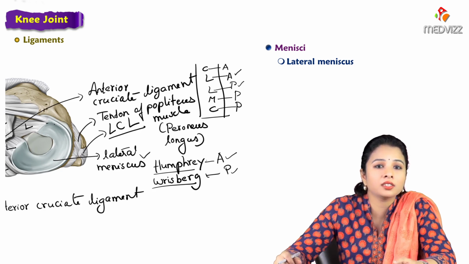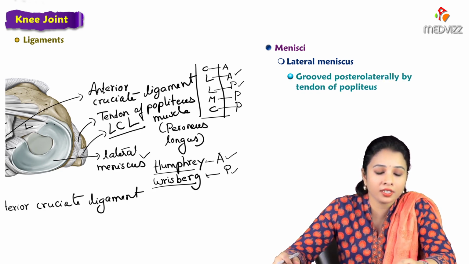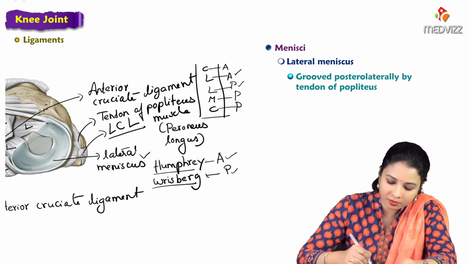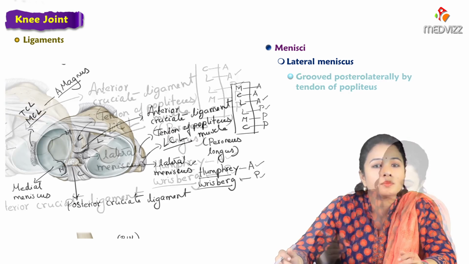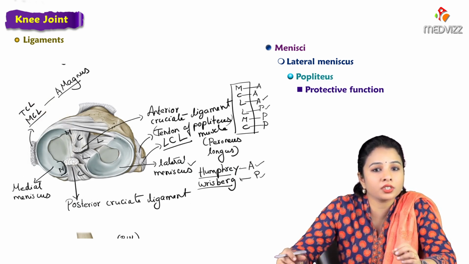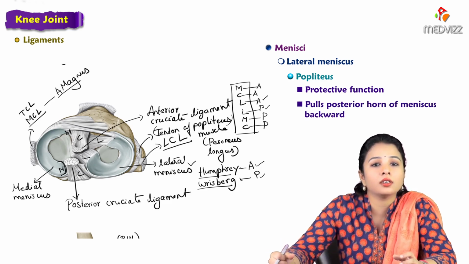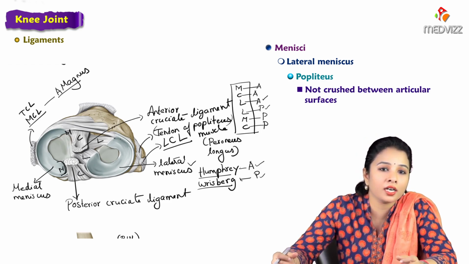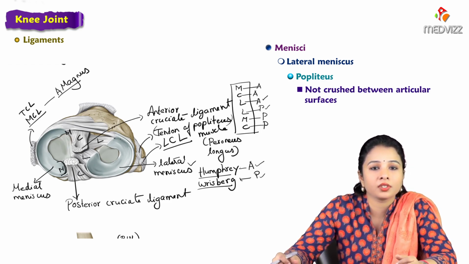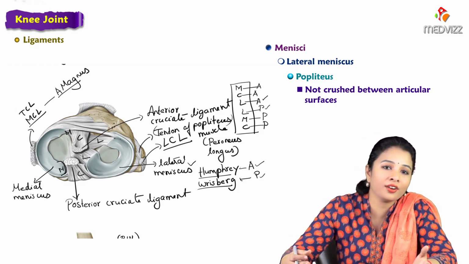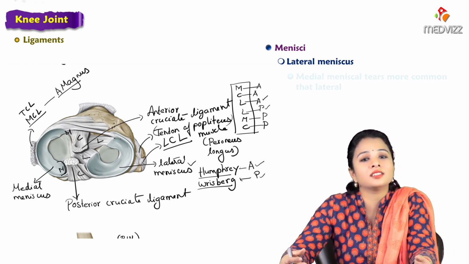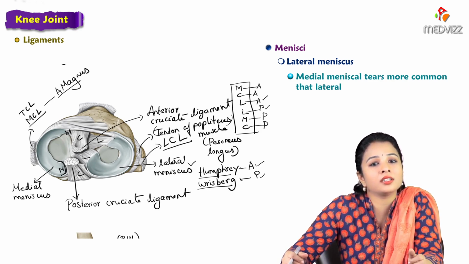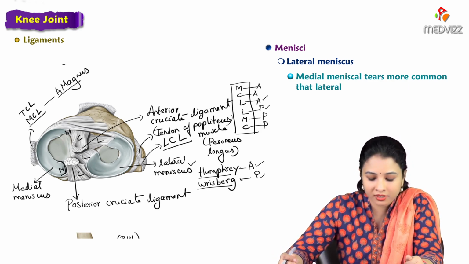The lateral meniscus is grooved posterolaterally by the tendon of the popliteus muscle. The popliteus has a protective function by pulling the posterior horn of the lateral meniscus backwards, so that it is not crushed between the articular surfaces. Such a tendon is not there on the medial meniscus. That is the reason medial meniscal tear is more common than lateral meniscal tear.